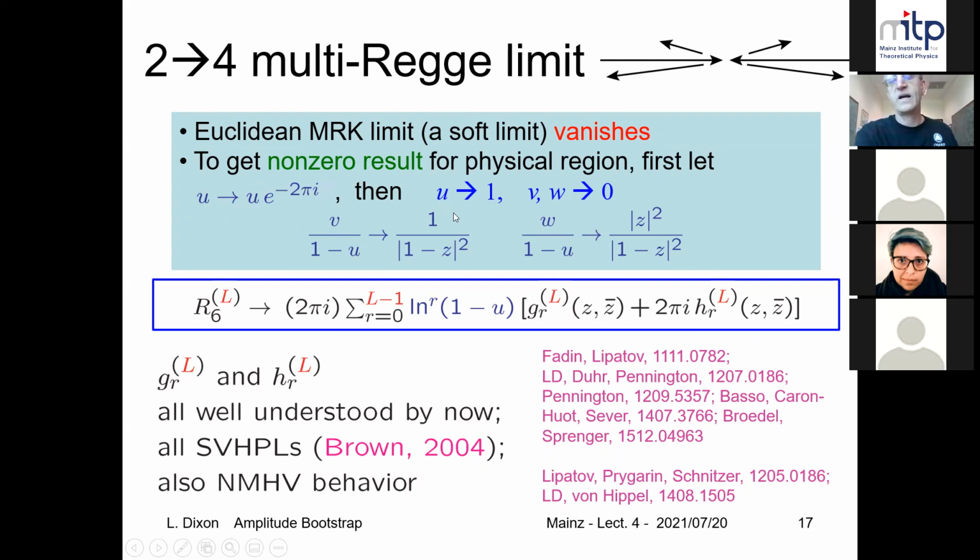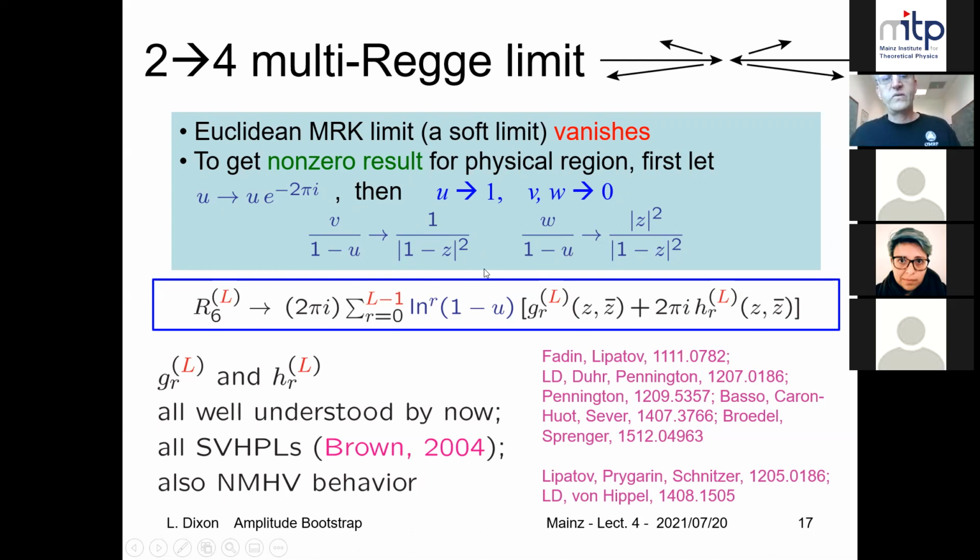And then you need to come back out and transport that point back out to this. And at that point in the physical region, you get non-trivial dependence on various ratios that are held fixed in this limit. So the limit should be applied with V going to 0 at the same rate that U goes to 1. And so this should go to some fixed quantity, which is traditionally called 1 over |1 minus Z| squared. And W goes to another limit, which is |Z| squared over |1 minus Z| squared.